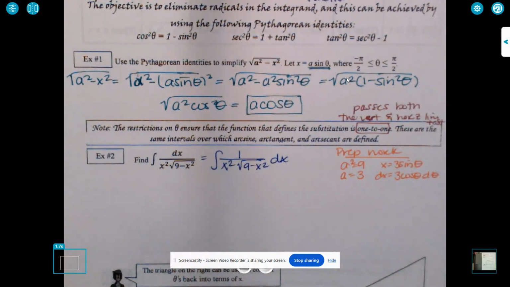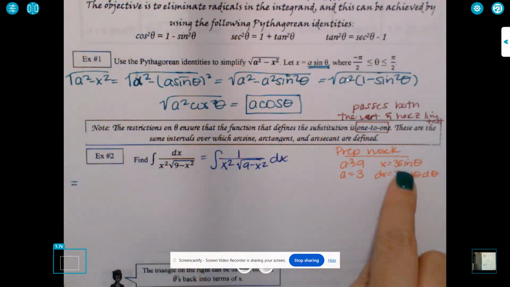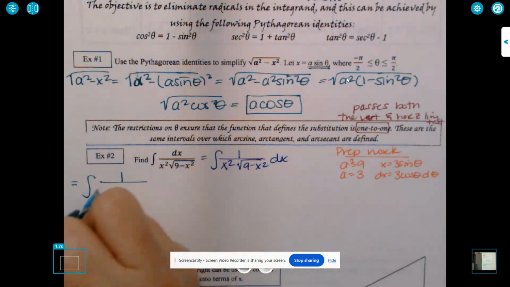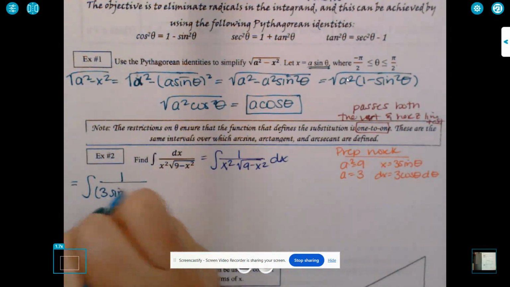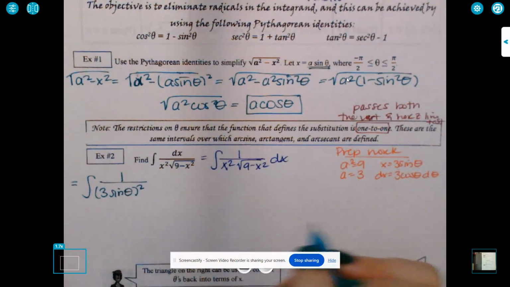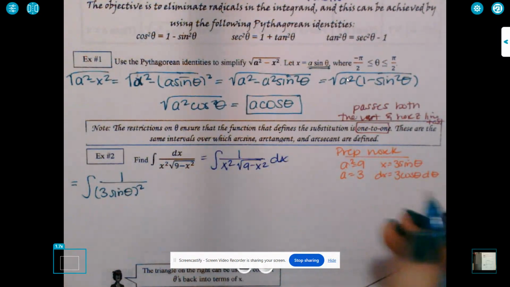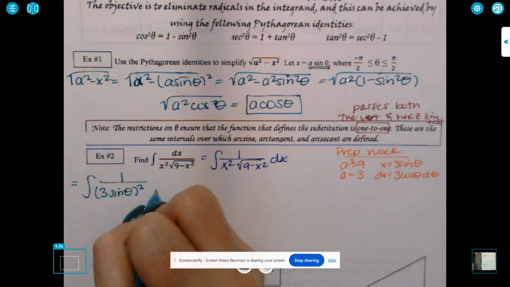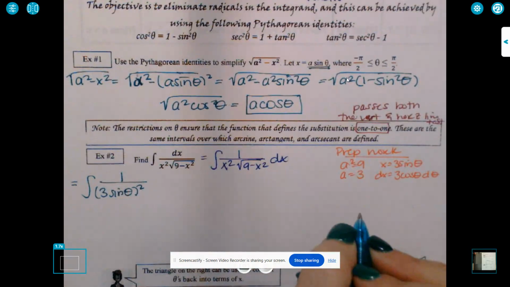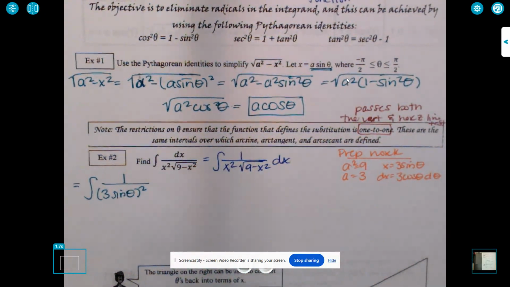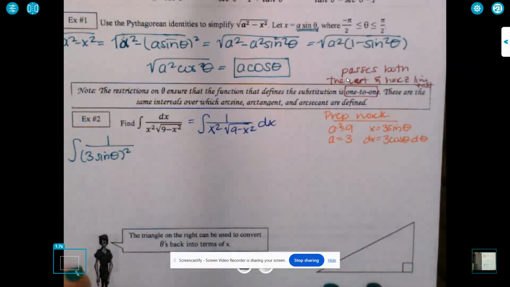All right, so now I'm going to look over here, and I'm going to write this using what I know. Okay, so x for us is 3 sine theta. So we're going to do the integral of 1 over x squared, which will be (3 sine theta) squared, and then our dx is 3 cosine theta. I've got to put my square root of 9 minus x squared in there first. Okay, so let me show you that math.